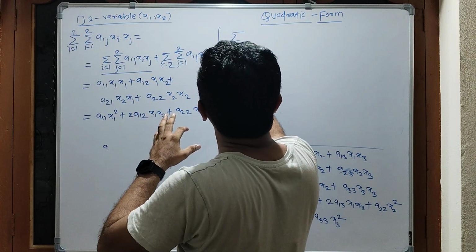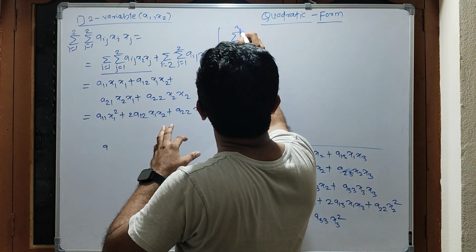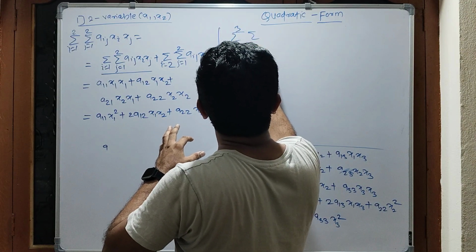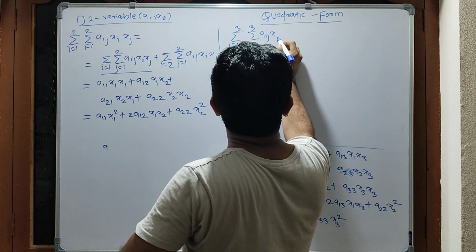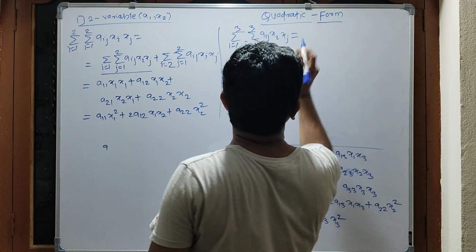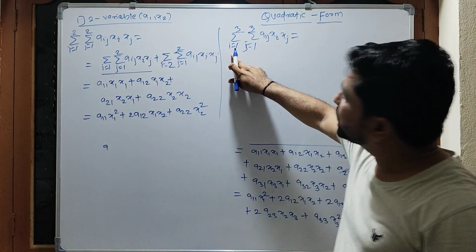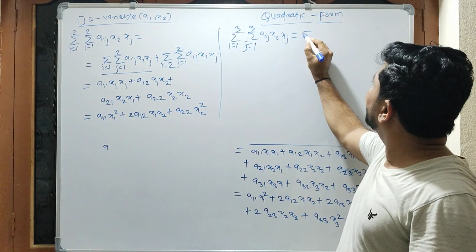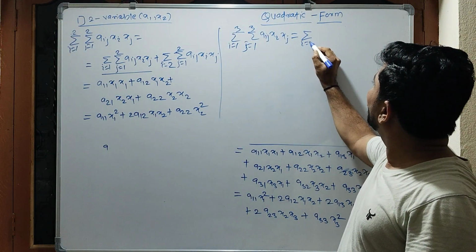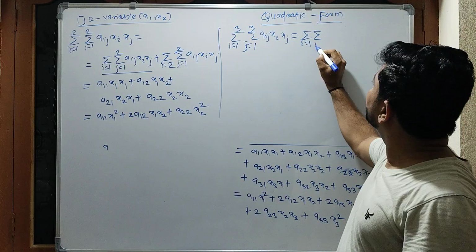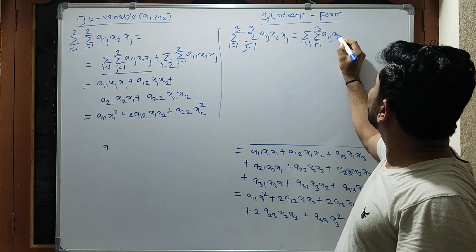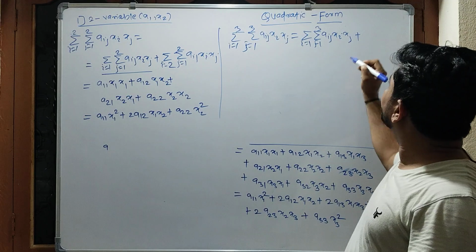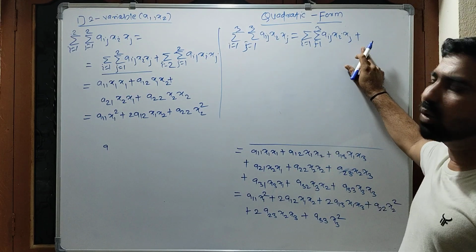Here i equals 1 to 3, j equals 1 to 3, a_ij x_i x_j. First, fix i equal to 1 and let j change from 1 to 3: a_ij x_i x_j, plus, second, fix i equal to 2.